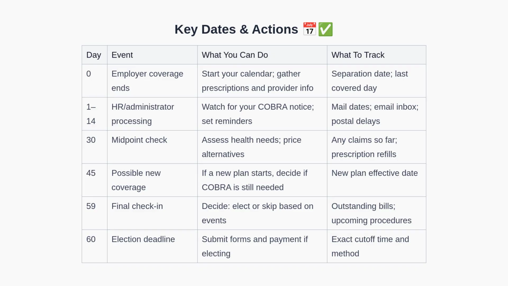This table outlines the practical timeline. On day 0, your employer coverage ends, and you should start your tracking calendar. During days 1 to 14, your HR or COBRA administrator typically processes your notice, so be on the lookout. Around day 30, assess your health needs and consider alternative coverage options. Around day 45, new coverage from a new job may begin, and you should evaluate how that affects your COBRA decision. On day 59, perform a final check-in to decide whether to elect or skip based on actual events that occurred during the gap. Finally, day 60 is your election deadline.